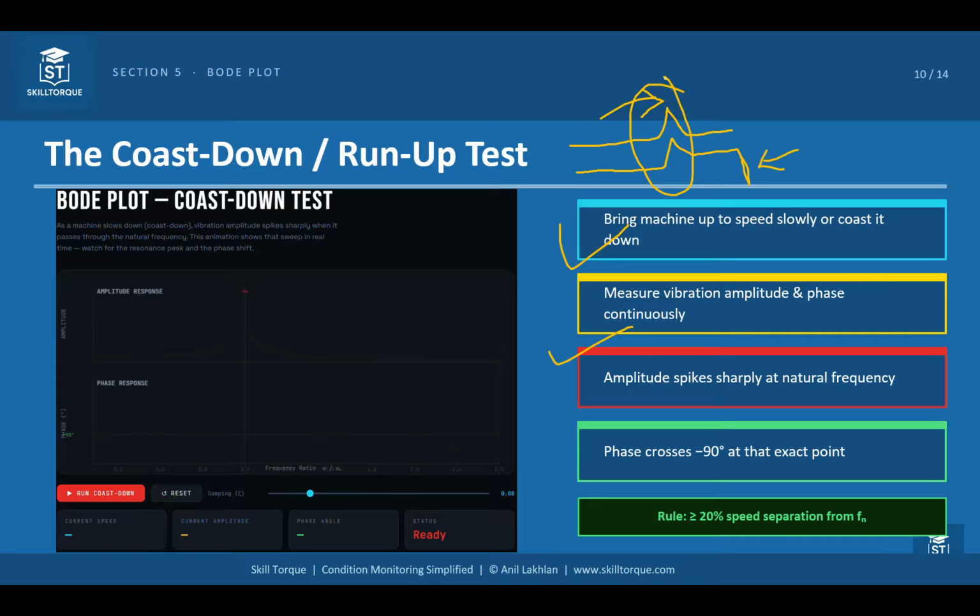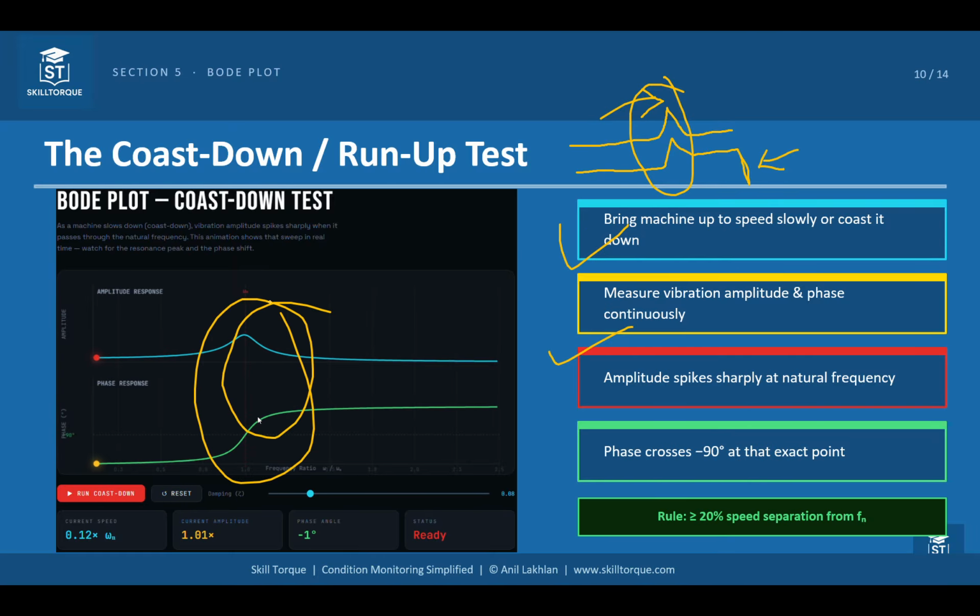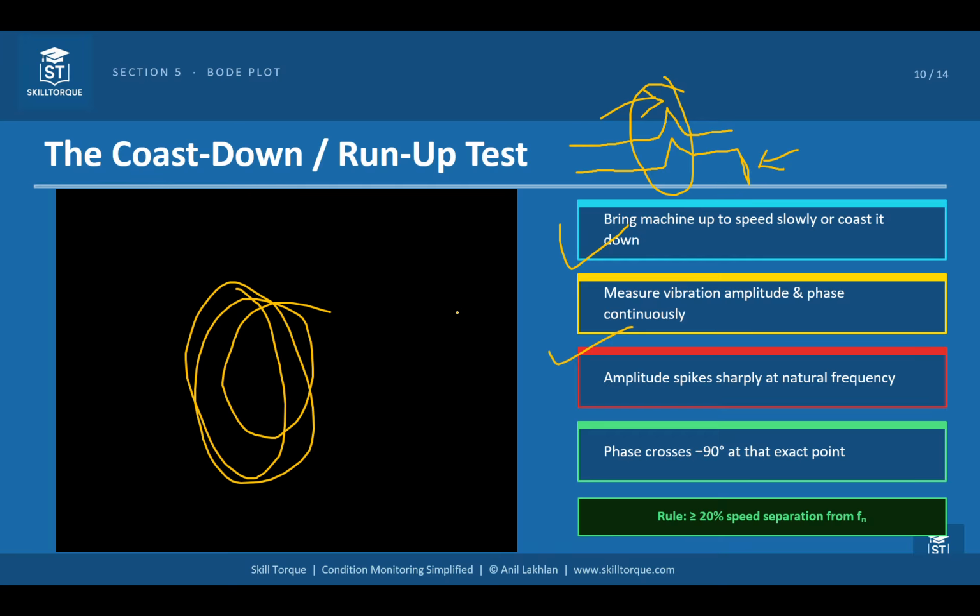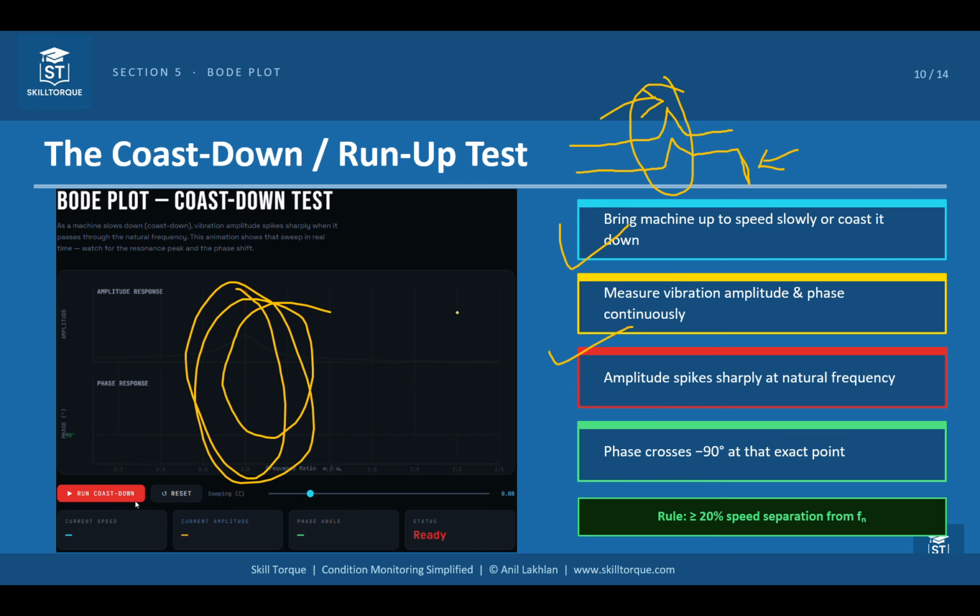That's it. So that spike, that peak in the Bode plot, is your natural frequency. The Bode plot we'll be discussing in another video. What is the Bode plot? Actually, the Bode plot is nothing but the coast up and coast down test that we are doing. We'll discuss it later, right? So that peak in the Bode plot is your natural frequency. This is where your machine is resonating.